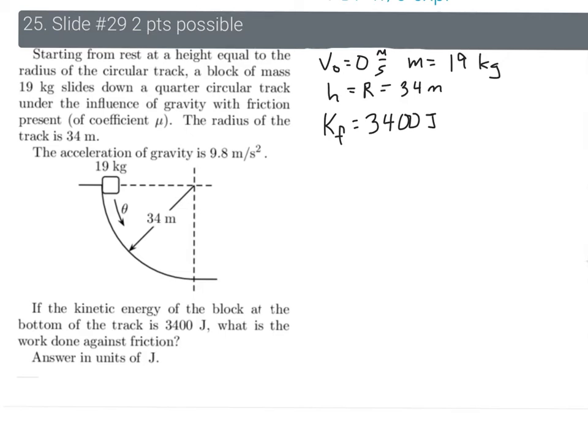Alright, this one is pretty straightforward. We start from rest, so we start off with no kinetic energy. In other words, our kinetic energy at the beginning is going to be 0.